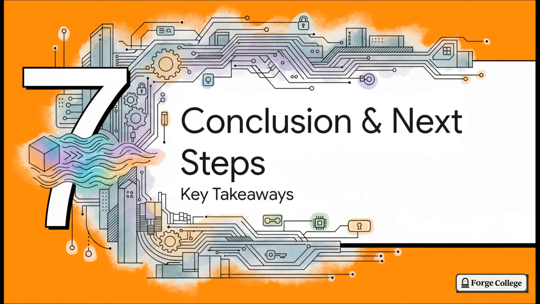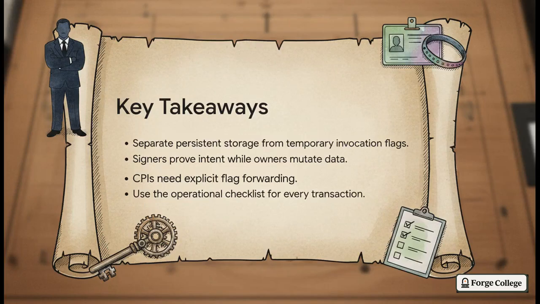All right, that brings us to our conclusion and next steps. We've covered a massive amount of architectural ground today, so let's quickly recap. First, always separate persistent storage, your IDs, from your temporary invocation wristbands like is_signer and is_writable. Second, remember the golden rule. Signers prove intent while owners actually mutate data.